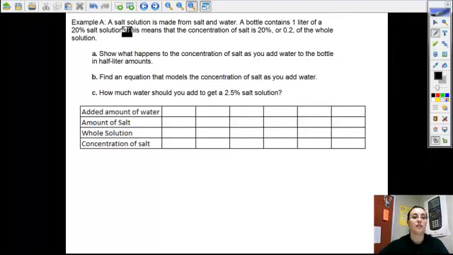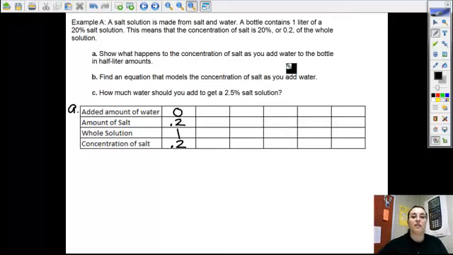So this one says that a salt solution is made from salt and water, and a bottle contains 1 liter of a 20% salt solution. This means the concentration of salt is 20% or 0.2 of the whole solution. So if my whole solution is 1 liter, then the amount of salt that I have is 0.2, and the concentration of salt is also 0.2. And this is when we haven't added anything yet. This is part A right here. We're going to show what happens as we add more water to the bottle without adding any more salt.